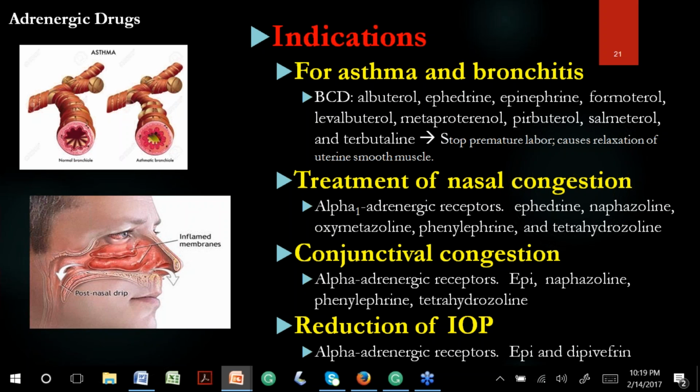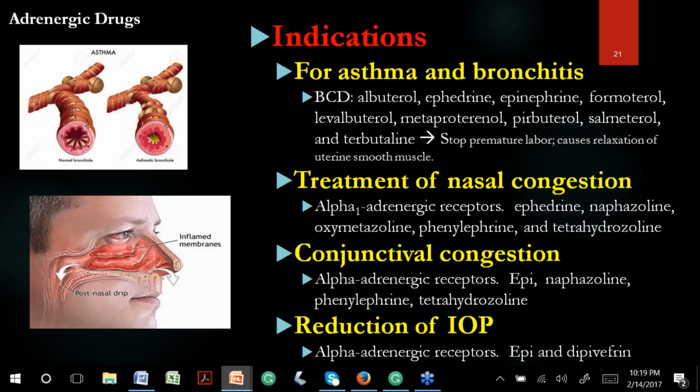So what we are going to try to do is take decongestants. And decongestants are vasoconstrictors, which are alpha-1 agonists. So alpha-1 agonists are vasoconstrictors, so they are going to decrease the nasal congestion.